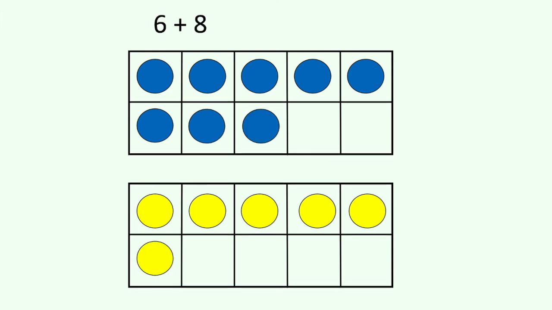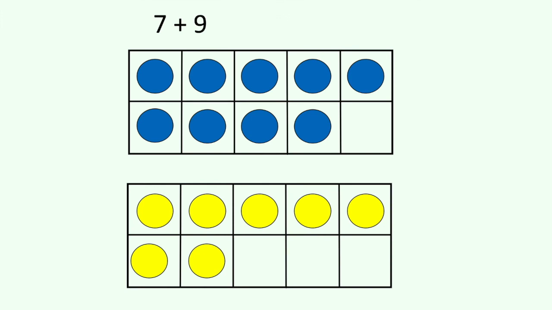Next one, 6 add 8. What number is in the middle of 6 add 8 that we could turn this fact into a doubles fact for? There it is, it's 7 add 7. If we move 1 down from the top to the bottom, we get 7 add 7.